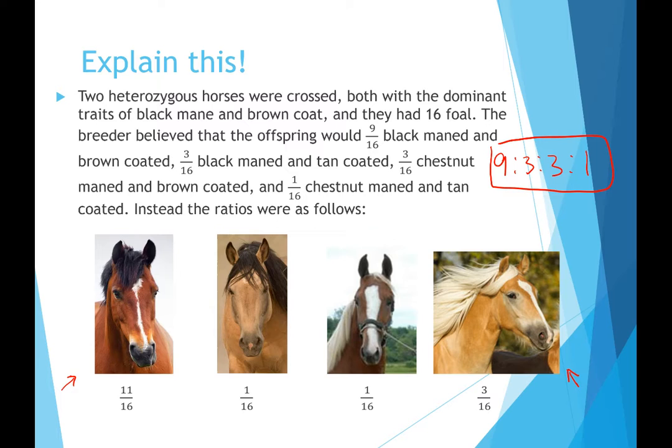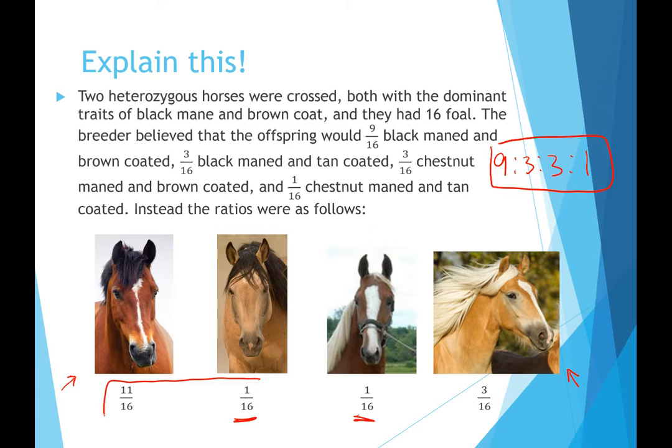But then we have a very tiny proportion of the ones that were black maned and tan coated, and chestnut maned and brown coated. These two, all right, we have a very tiny proportion, this 1 out of 16 like this. We want to look at why. Why did this happen? Before we go on to that, though, have a look at these ratios.